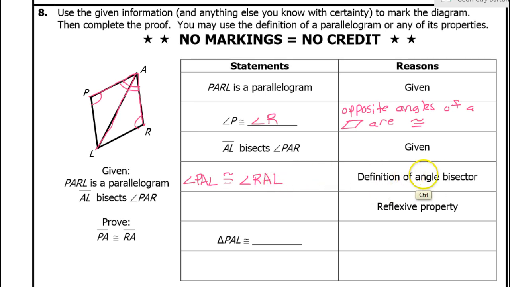Okay, and that's going to be the definition of angle bisector. Notice how these match up. In the previous statement it said bisects, and here we have definition of angle bisector.